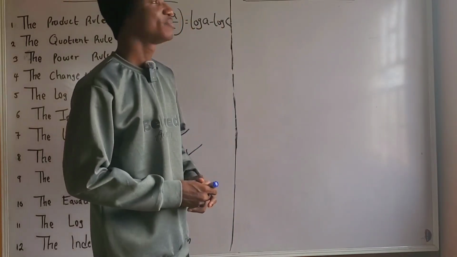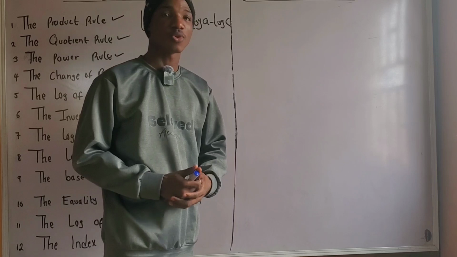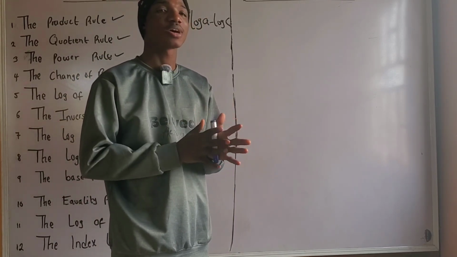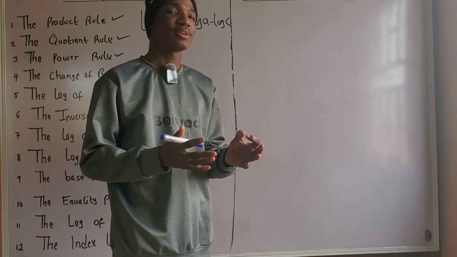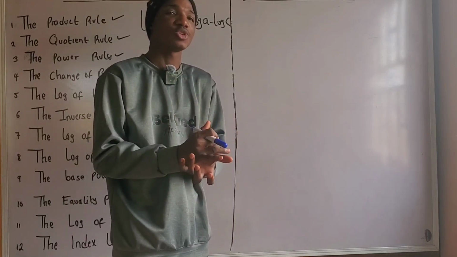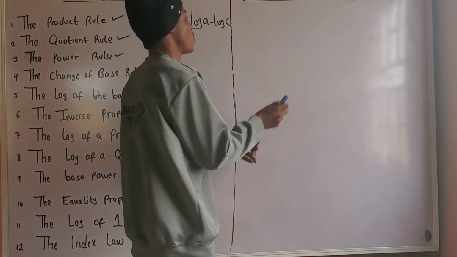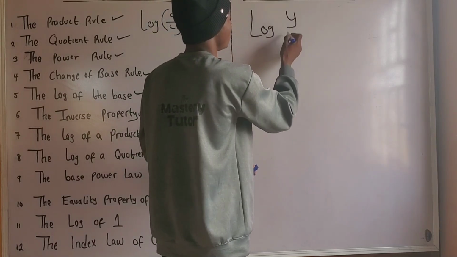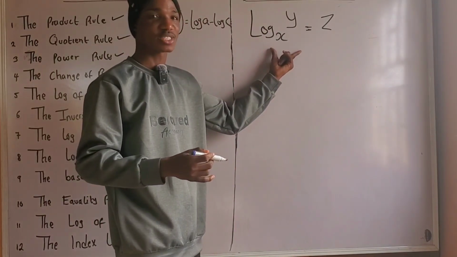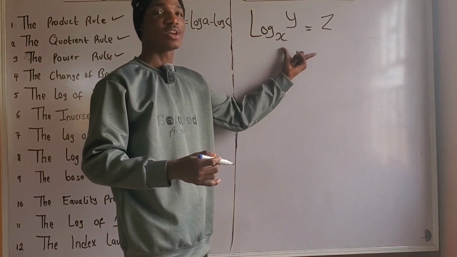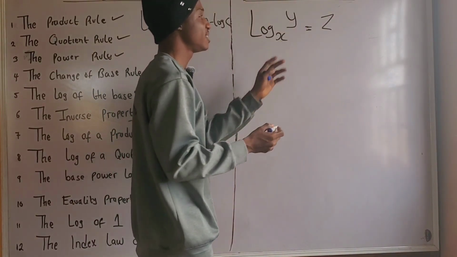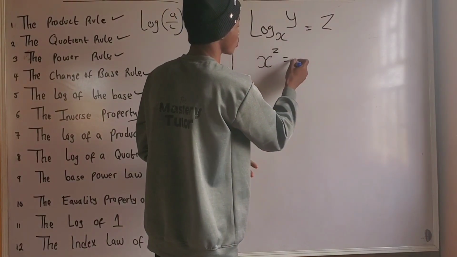The 12th law of logarithm that we're going to talk about is the index law of logarithm. This law that you see on the board is one of the important laws that connect logarithm and indices. In this law, we're going to be learning how to rewrite a logarithm form question back to index form. For example, let's say you have log y base x equals z. Do you know that this one is in logarithmic form? You can rewrite this in index form. That means x raised to the power of z will be equal to y.